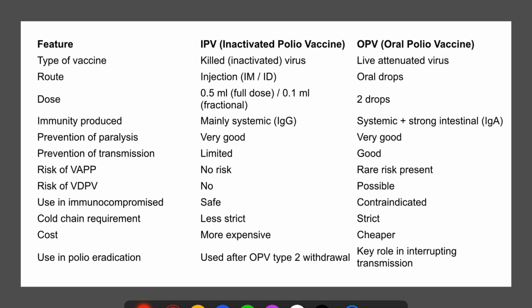Since IPV vaccine is a killed vaccine, it can be used where the patient is immunocompromised, but OPV cannot be used in such situations. The cold chain requirement is more strict for OPV because of the live component, and the cost is more in case of IPV.